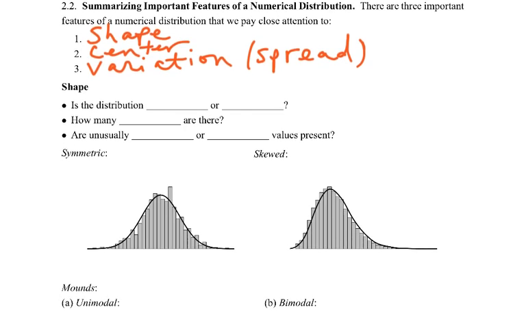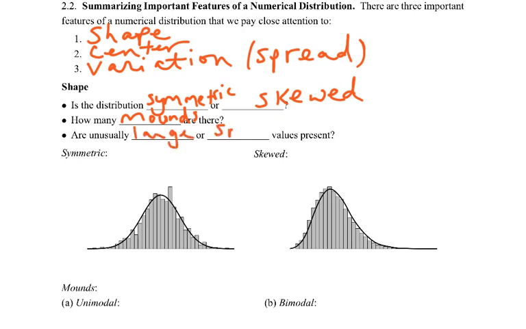When we talk about shape, we're looking basically at two possibilities. Is the distribution symmetric? Sorry, it's a little messy. Symmetric, or is the distribution skewed one way or another? Another thing we want to look at is how many mounds there are. Literally, how many peaks or mounds in the graph there are. And finally, are there any unusually large or small data values present that would indicate an outlier?